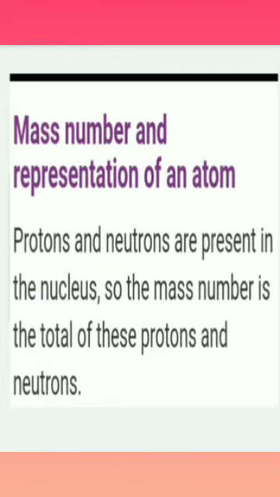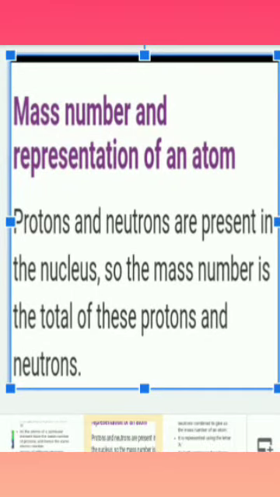Then what is known as mass number? The sum of the protons and neutrons present in the nucleus is known as mass number. The protons and neutrons are present in the nucleus, so the mass number is the total of these protons and neutrons. Mass number is equal to number of protons plus number of neutrons. It is represented by the symbol A.